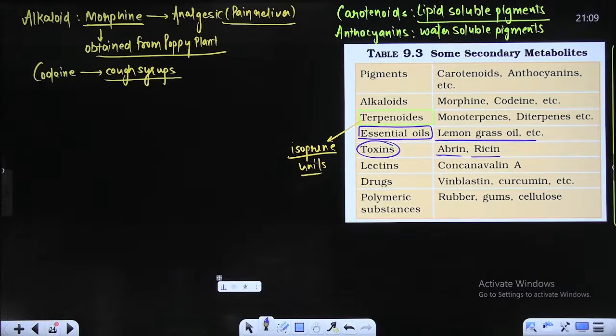Yes, codeine is also a pain reliever. It is mainly there in the cough syrup. Is that clear? Done.